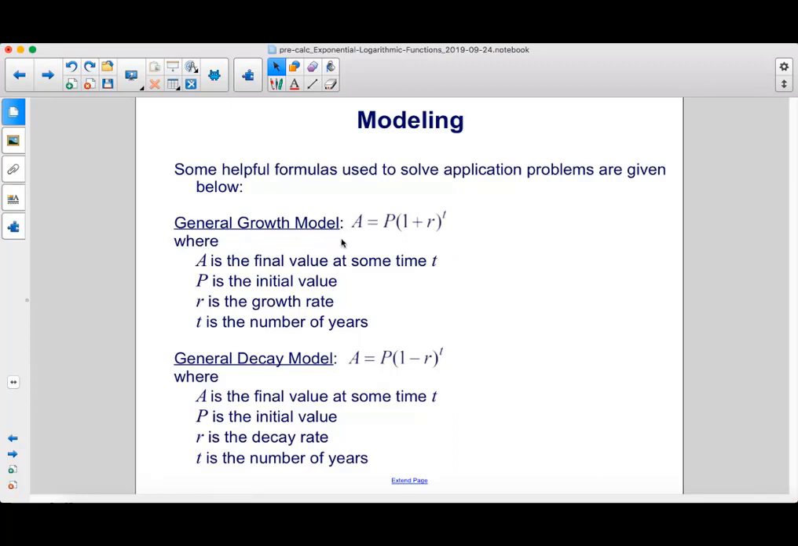The general growth model, A equals P times (1 plus R) to the T power, where A is the final value at some time T, P is the initial value, R is the growth rate, and T is the number of years. And here we have the general decay model, A equals P times (1 minus R) to the T power, where A is the final value at some time T, P is the initial value, R is the decay rate, and T is the number of years.